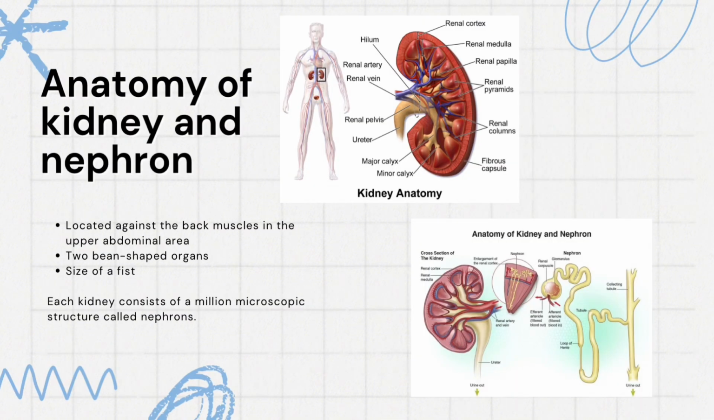Let's move on to the anatomy of the kidney and nephron. In humans, the kidneys are located against the back muscles in the upper abdominal area. The kidneys are two bean-shaped organs, each about the size of a fist. For your information, each kidney consists of a million microscopic structures called nephrons. What is a nephron? A nephron is the functional unit of the kidney that is responsible for filtering blood and forming urine. Nephrons are found within the renal cortex and renal medulla of the kidney.